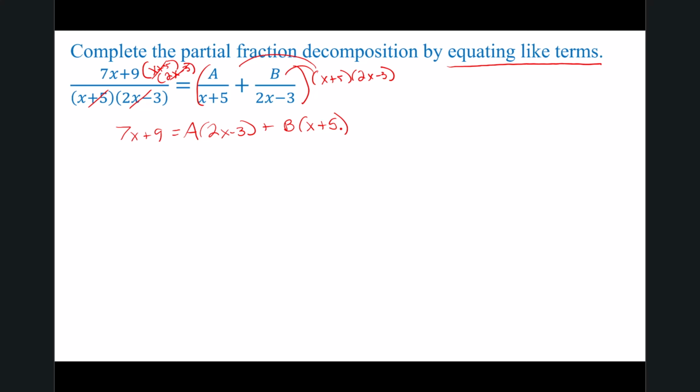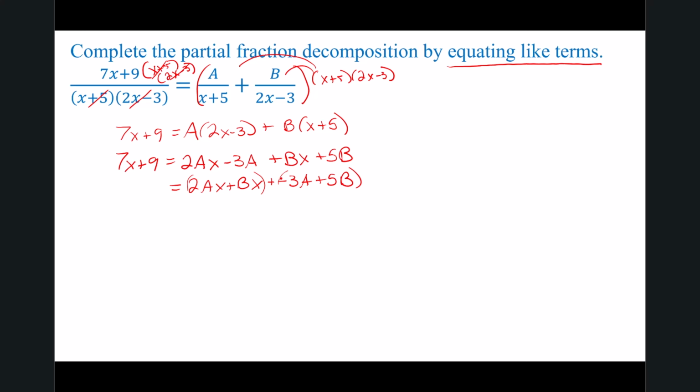To do that, I'm going to distribute through on the right side and then collect like terms. So I have 7x plus 9 equals 2ax minus 3a plus bx plus 5b. Then I will get all of the terms with an x together. So I have 2ax plus bx. And then the constant terms, so negative 3a plus 5b.